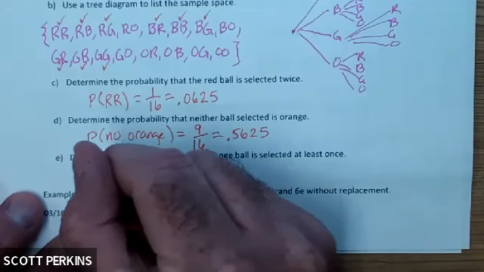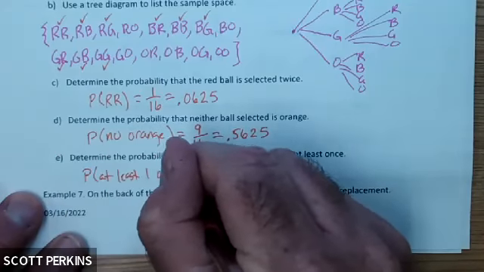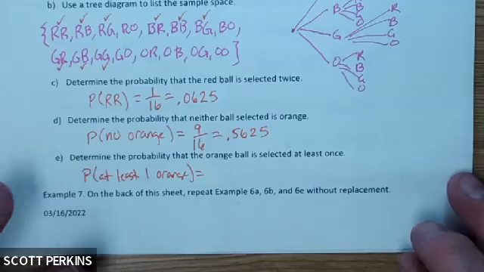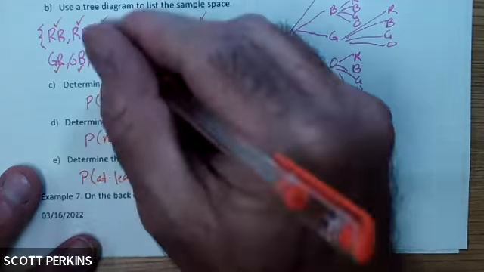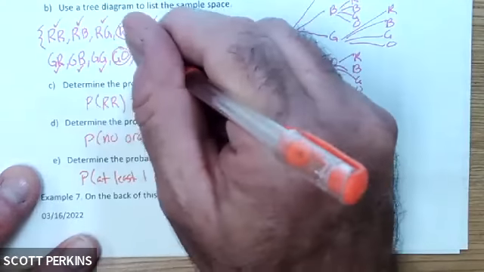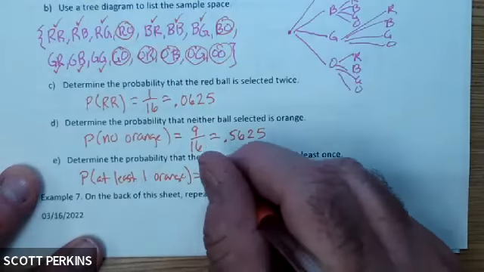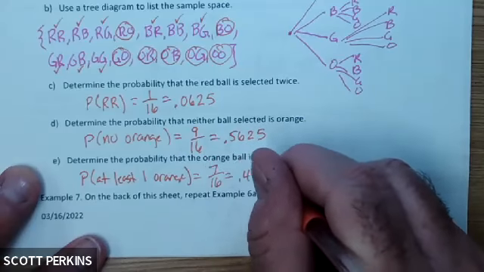Okay, so the probability of at least one orange. So at least one orange means one or more. I'm going to circle these ones that have one or more. So that's 1, that's 2, that's 3, 4, 5, 6, 7. So that happens 7 out of 16 times, and that's 0.4375.